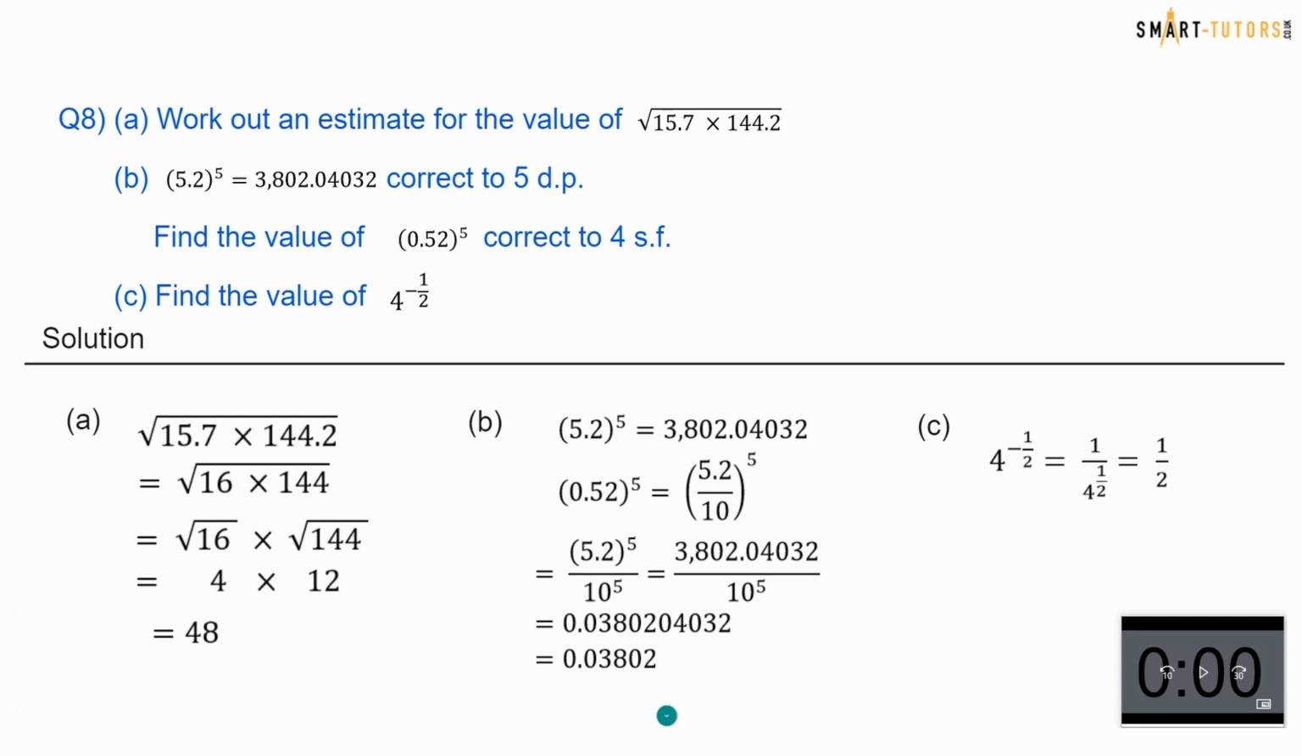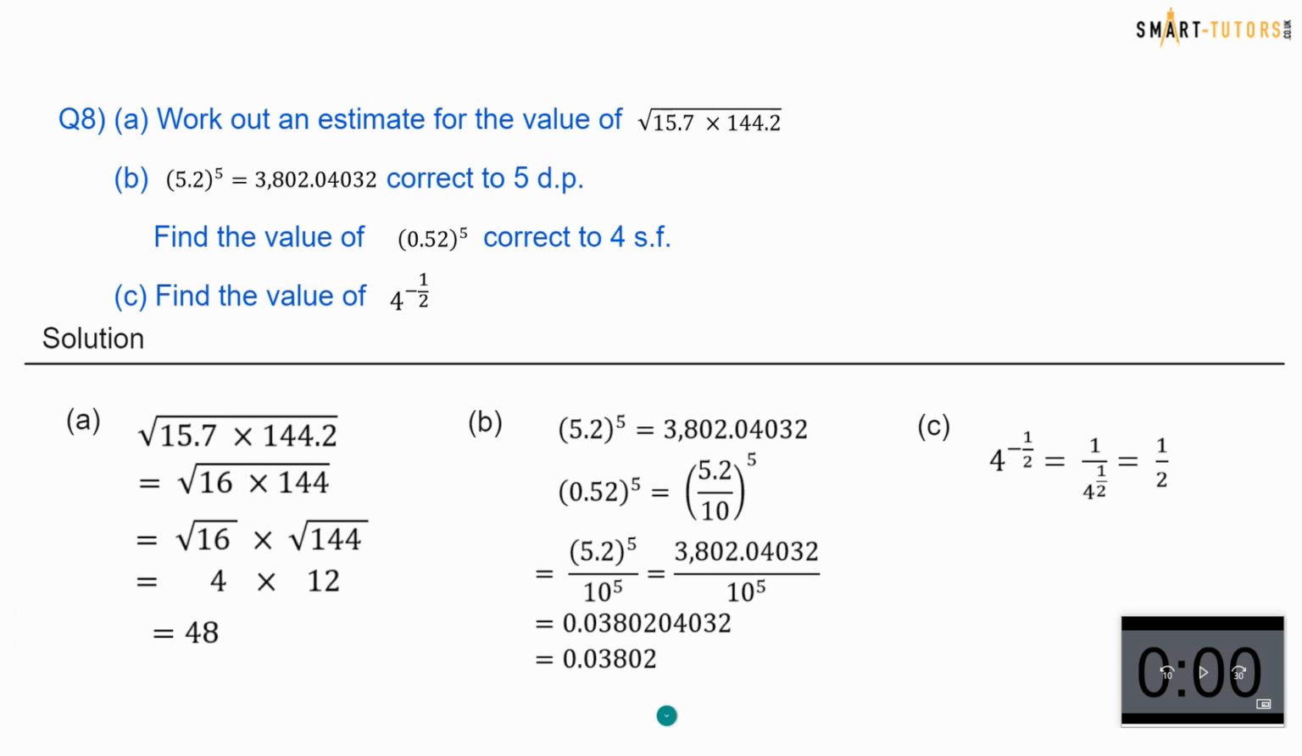Let's look at the estimation question, part A. 15.7 is nearly equal to 16. 144.2 is nearly equal to 144. The reason why I approximate that way is because I know 16 and 144 are square numbers. When you take the square root, they can be simplified to an integer.